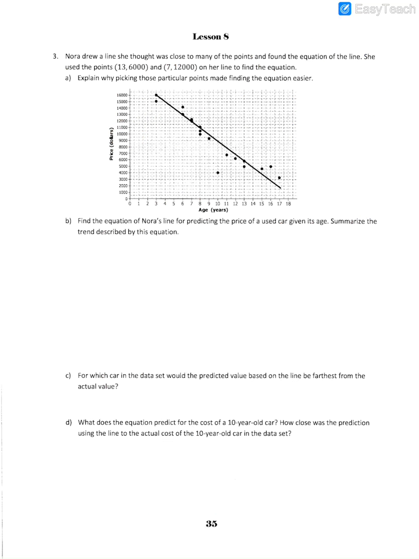Number 3, Nora drew a line she thought was close to many of the points and found the equation of the line. She used the points (13, 6,000) and (7, 12,000) on her line to find the equation. Explain why picking those particular points made finding the equation easier. Okay, so when you're picking the 2 points on your line to make the equation of your line, you can really pick any 2 points that you want.